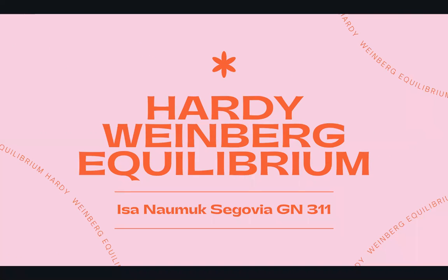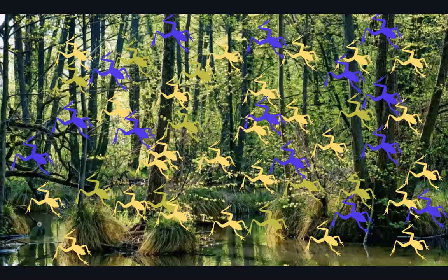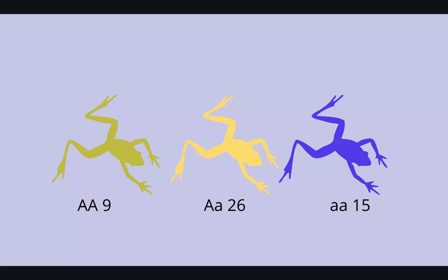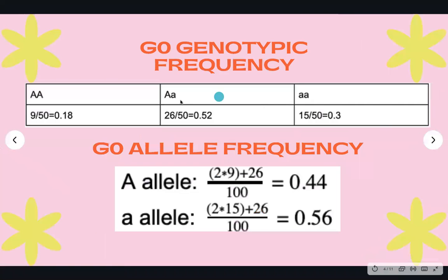Today I will be discussing Hardy Weinberg Equilibrium and directional selection. For the purposes of this video, I'll be focusing on a fictitious frog population of 50 with 9 green frogs, 26 yellow frogs, and 15 blue frogs. Here are the genotype frequencies, which is calculated by dividing the present genotype by total population.